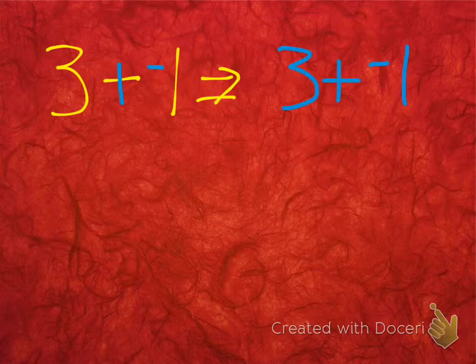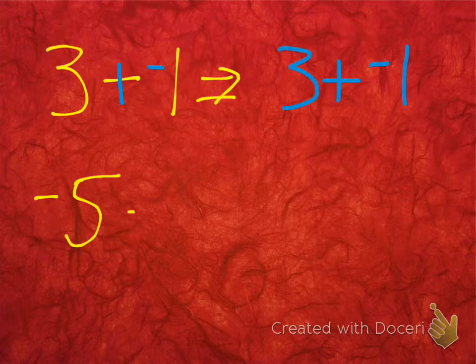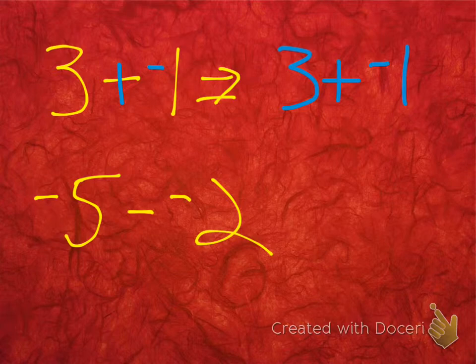Okay? Another example would be, let's say, negative 5 minus a negative 2. I'm going to change my subtraction to addition and flip the sign afterwards. So instead of a negative 2, now I'm going to have a positive 2. So now instead of negative 5 minus a negative 2, it's negative 5 plus a positive 2. You see what we're doing here?